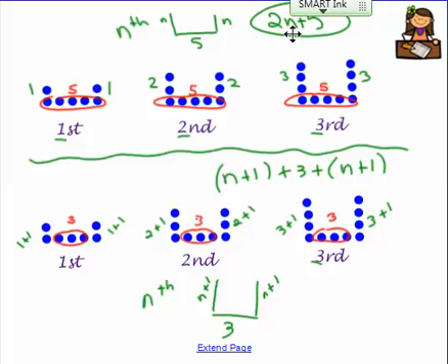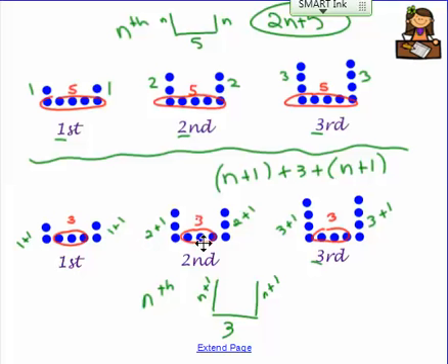Well, that says 2n plus 5. Another person looked at it a different way. She said the first figure has 1 plus 1 more in the tower on the left and the right, and 3 in the middle.